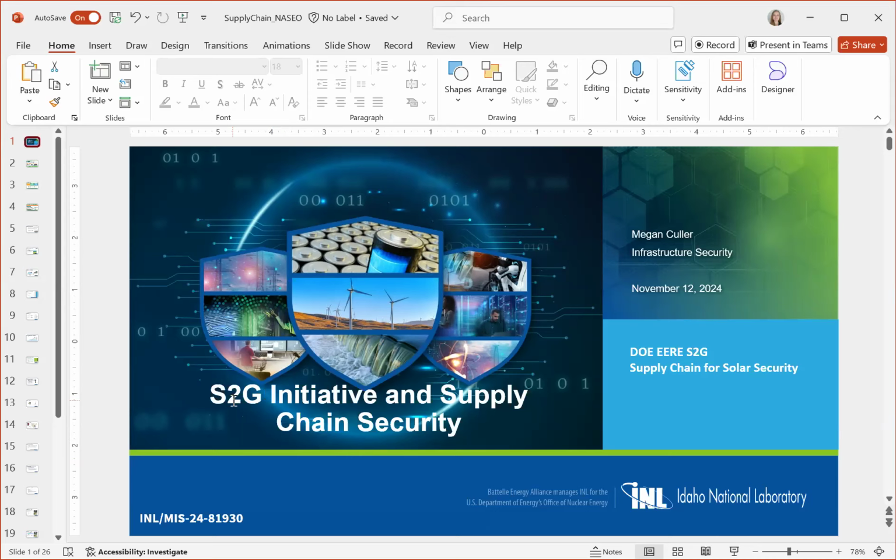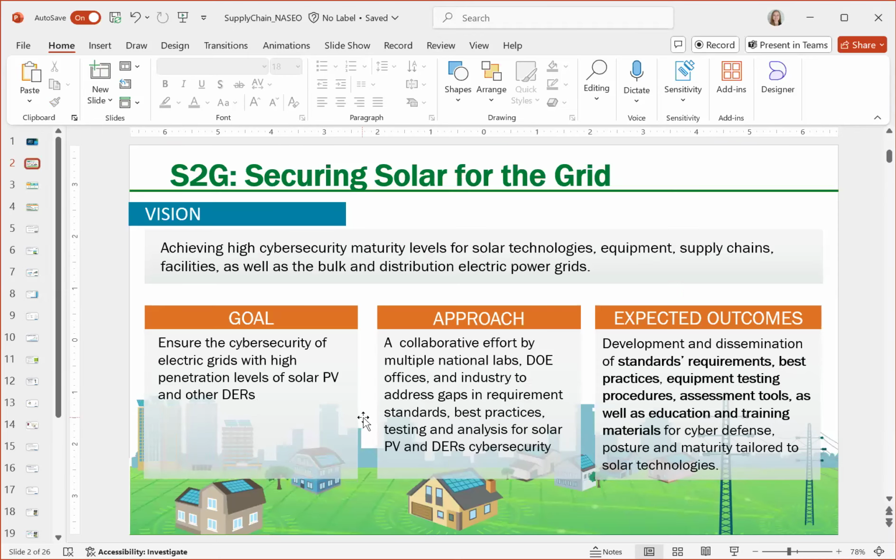Today I'm going to be talking about the Securing Solar for the Grid project, the S2G project, and some of the supply chain security work that we've done under that project. So I'm going to start with just an overview of Securing Solar for the Grid. Some of you may have heard of this project before, especially if you're familiar with some of the CATS efforts, because this is a related cybersecurity for solar project funded by the Department of Energy.